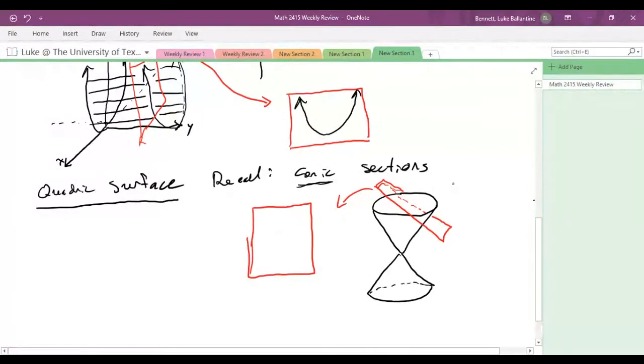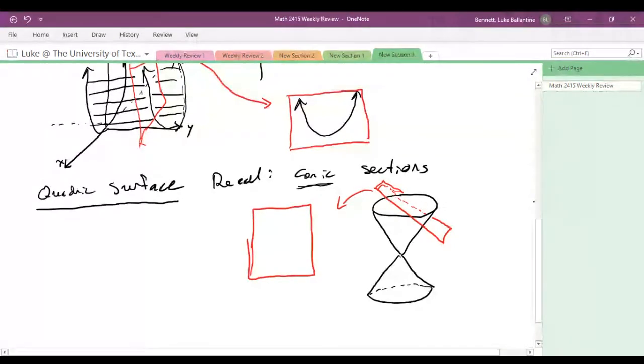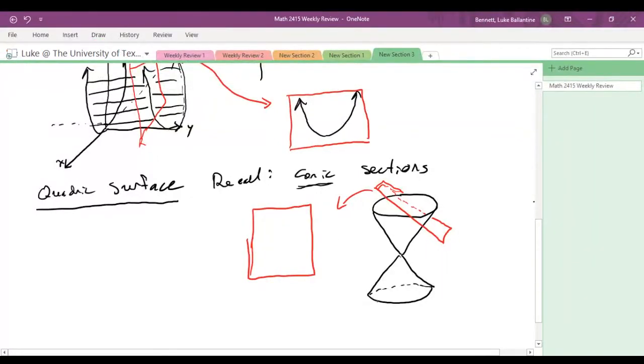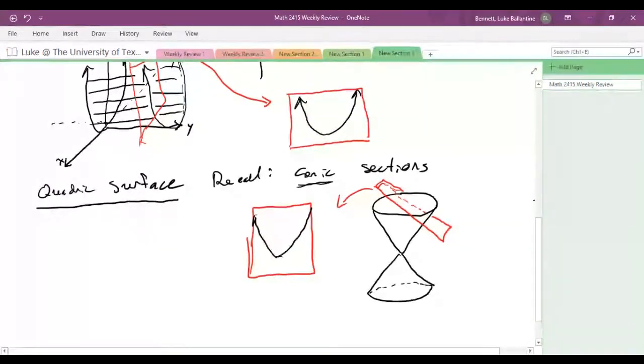What would be the impression of this shape onto the plane? What line would I have drawn? It's a parabola. Very good. Let's see. So you would have something like that.